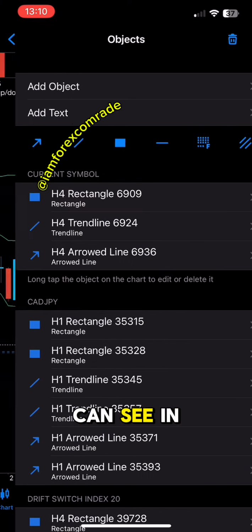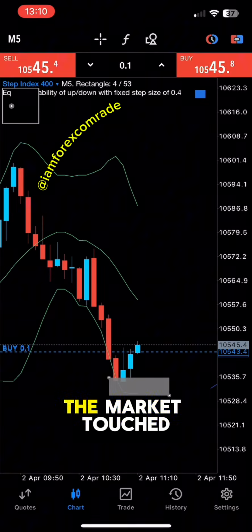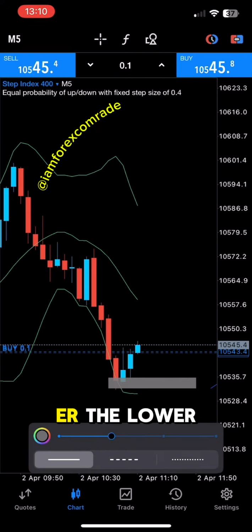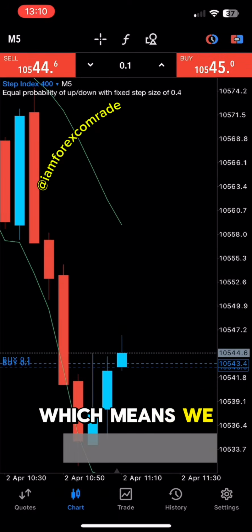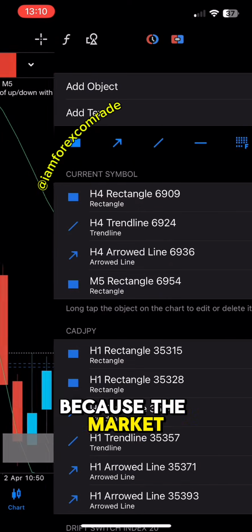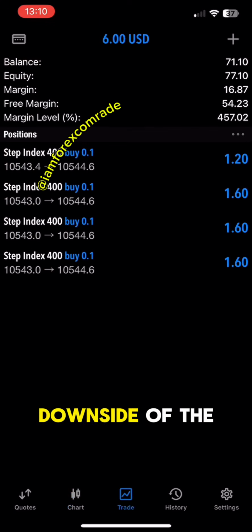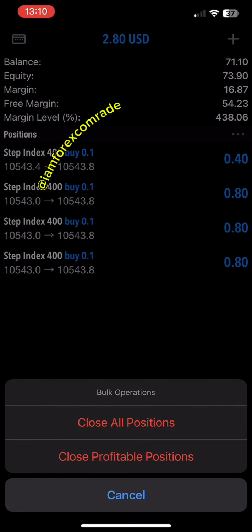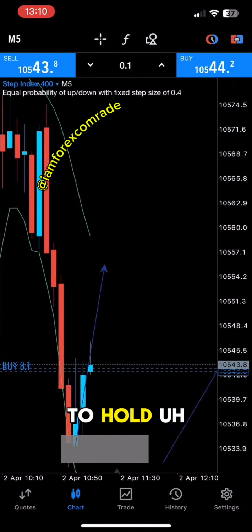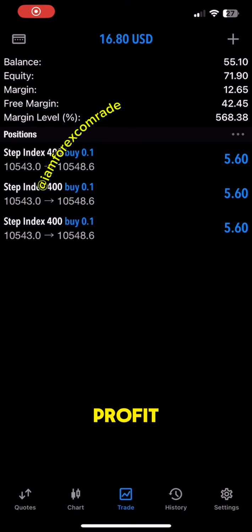And as you can see, in the 5-minute time frame, the market touched the lower Bollinger, which means we are looking for buy signals, because the market cannot break to the downside of the Bollinger Bands. However, we're going to hold so that we can collect more profit.